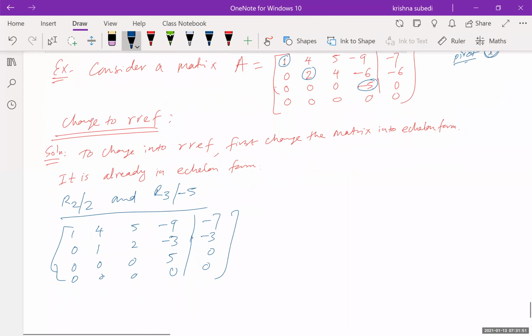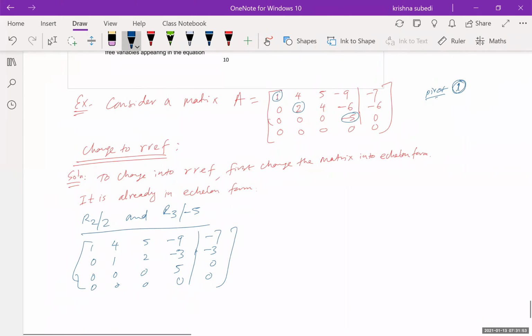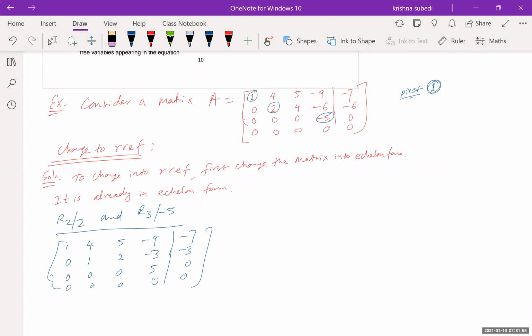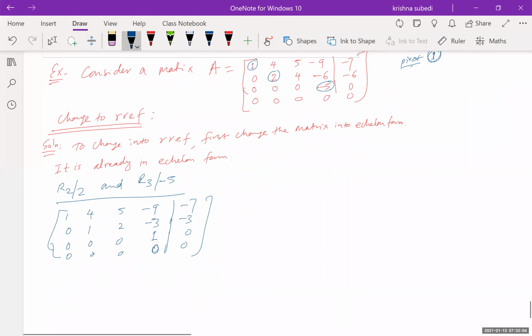It should be 1 instead of 5. Yes, thank you for the clarification. It must be 1, since we divided R3 by -5. So the first property for RREF form is that all the pivots are 1. So we made it.